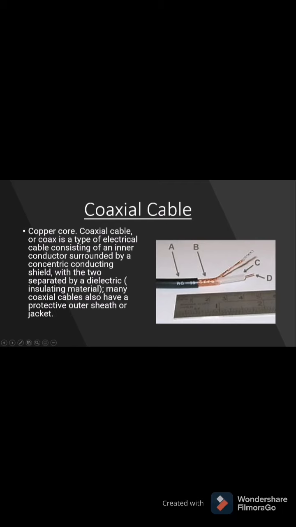Coaxial cable. Coaxial cable, coax or copper core, is a type of electrical cable consisting of an inner conductor surrounded by a concentric conducting shield, with the two separated by a dielectric or insulating material. Many coaxial cables also have a protective outer shield or jacket.